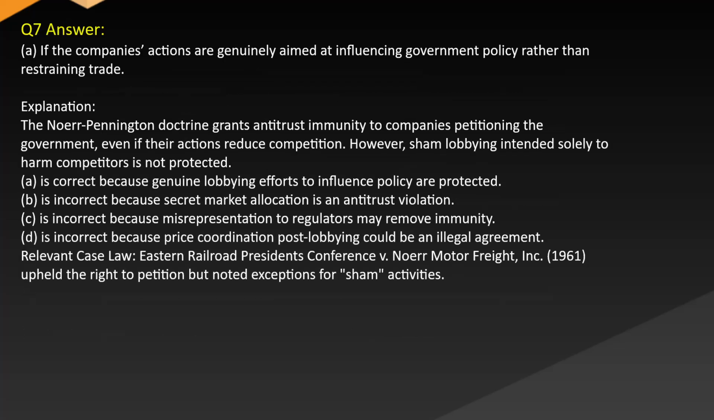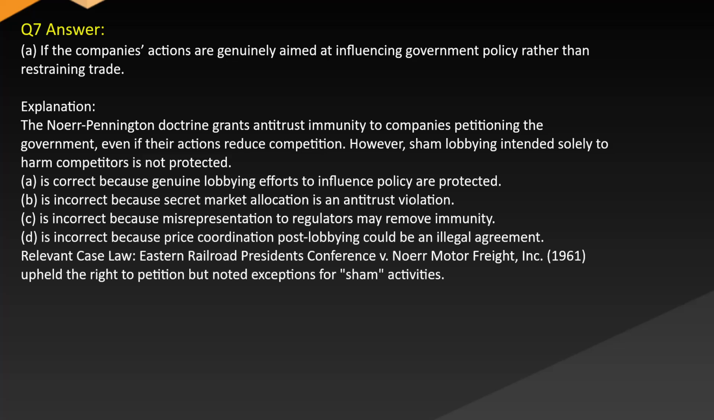Answer: A. If the company's actions are genuinely aimed at influencing government policy rather than restraining trade. Explanation: the Noerr-Pennington Doctrine grants antitrust immunity to companies petitioning the government even if their actions reduce competition. However, sham lobbying intended solely to harm competitors is not protected.